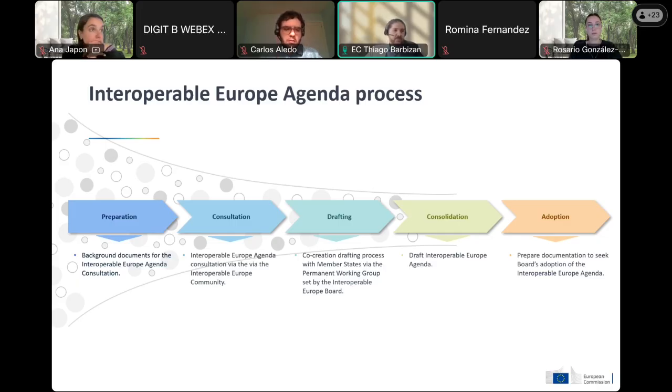This is a co-creation process with the member states via the permanent working group, as I just mentioned. And you can imagine, there's a lot of discussions and alignment on what should be featured in the agenda as a priority. And then there's a phase for consolidating that draft so that the board can adopt an agenda. This was the process for last year. In December 2025, the board adopted the first agenda.